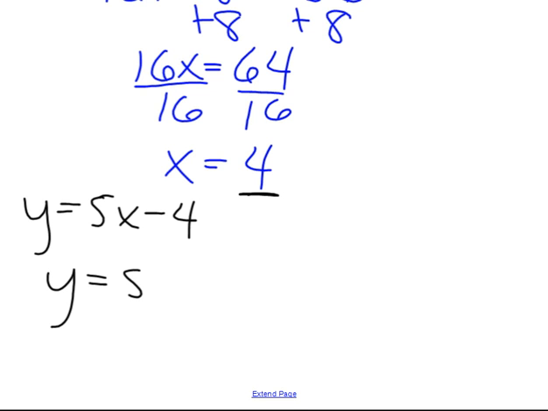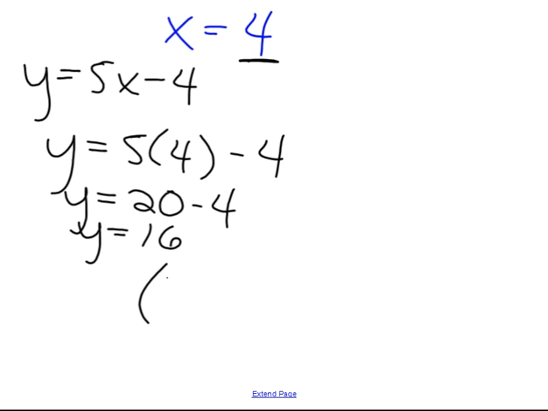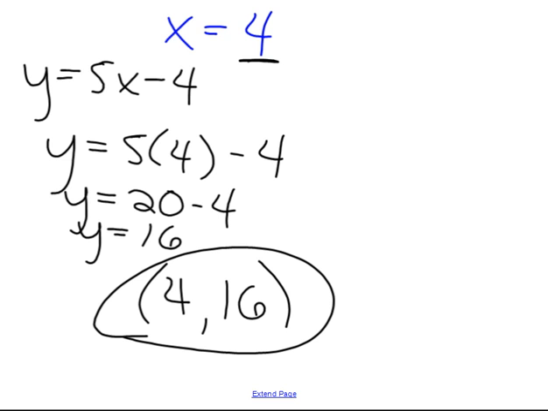So y is equal to 5 times 4 minus 4. 5 times 4 is 20. Subtract 4, you get y equals 16. Remember to put your answer as an ordered pair with the x value and the y value. And that is the point where those two lines cross.